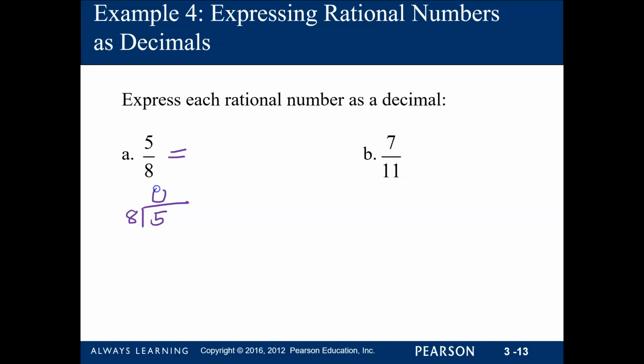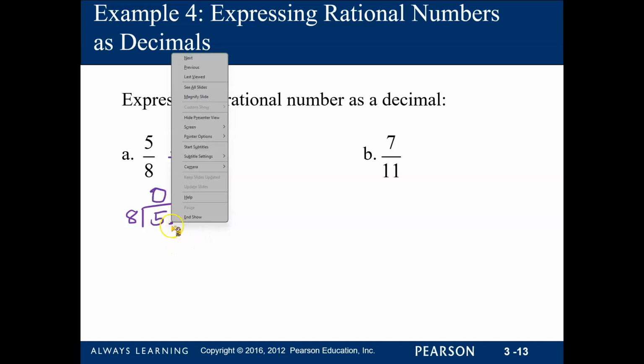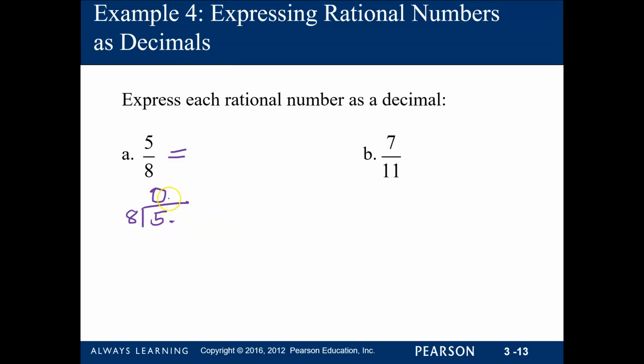So 5 divided by 8, we cannot do that. So that's going to be a 0. And so we need to put our decimal point. All right. So we have our decimal point. Now we add a 0 here because 5 and 5.0 is just the same. It's not going to change the value. But now we have a 50. 50 divided by 8, that's going to be a 6 because 6 times 8 is 48. Now subtracting this, we have a 2.